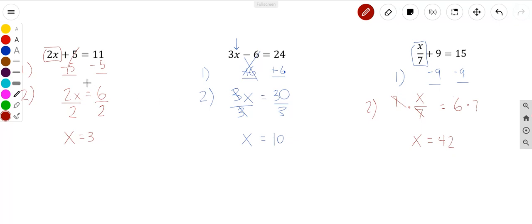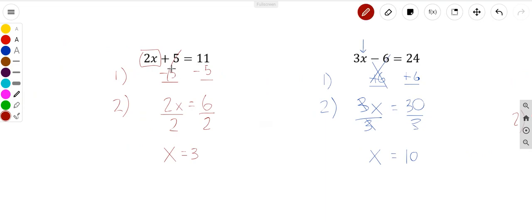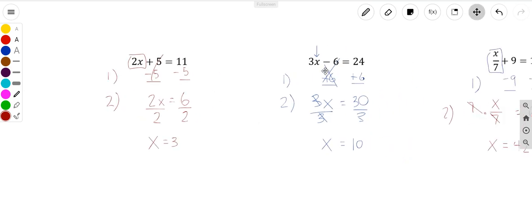But I do want you to see how we approach these types of problems where we need to do something first to isolate our variable. That's what we've been doing this whole time. I probably should have mentioned that. We've been isolating the variable, and then we can solve and get rid of whatever the coefficient is.